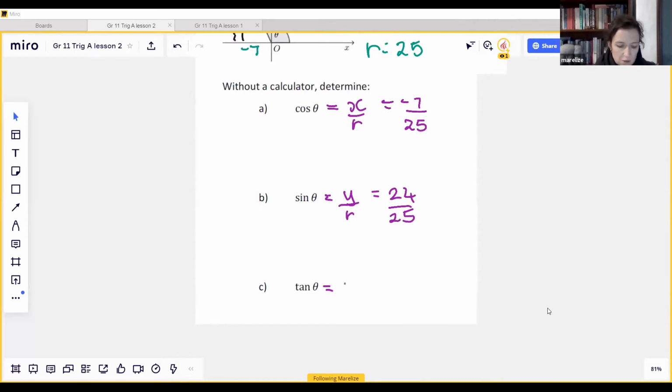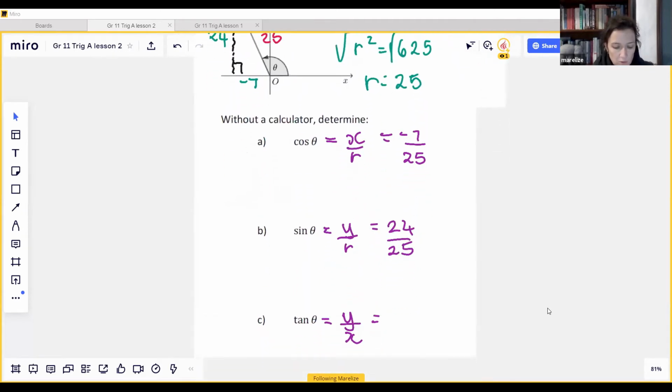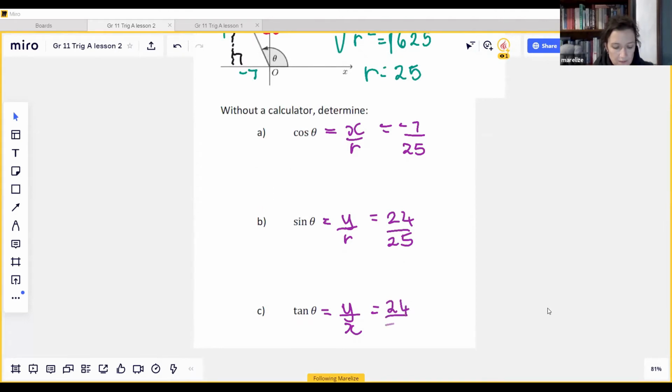Okay, so for tan, we use adjacent over hypotenuse. Oh, no, what am I saying? Opposite over adjacent. I'm forgetting my TOA. Opposite over adjacent, or y over x. And that is 24 over -7.